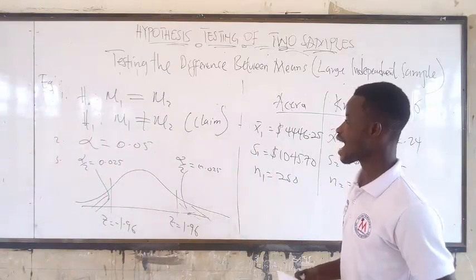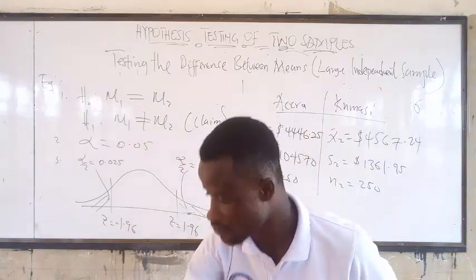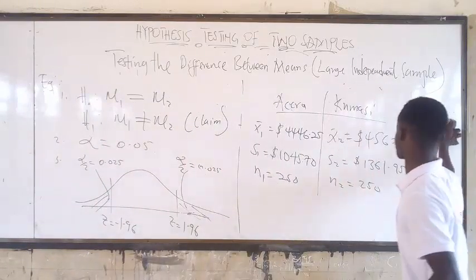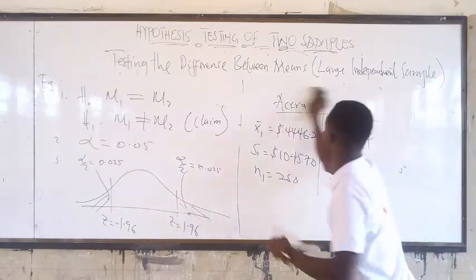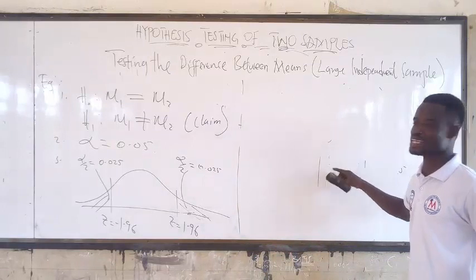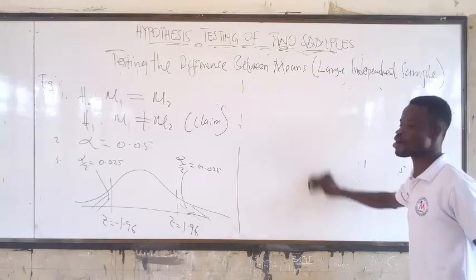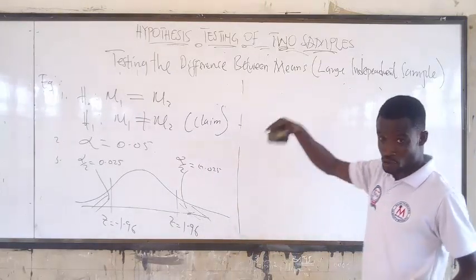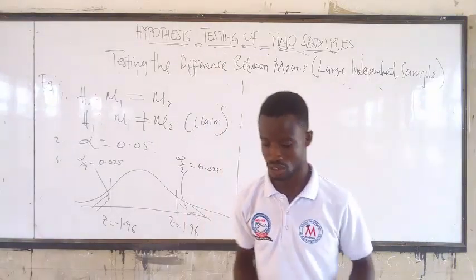So after identifying your critical value, then please, not all the questions will have these things given to you in a table form. Sometimes you identify it from the question, and I'll give you such an example.